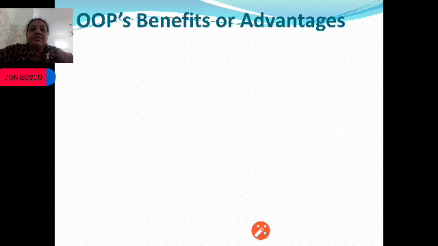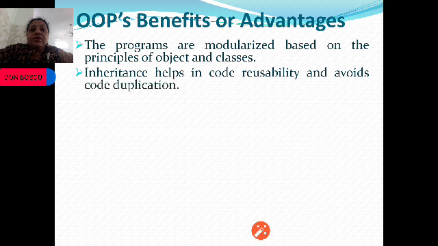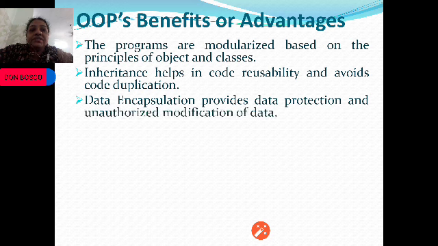Now we will be discussing the advantages of OOPs, the benefits of OOPs. The programs are modularized, based on the principles of objects and classes. As we discussed in inheritance, we can use the existing object, that means we can reuse the existing code. Inheritance helps code reusability and avoids code duplication. As we discussed, data encapsulation helps to protect the data. The data is kept safe from outer interference and misuse.